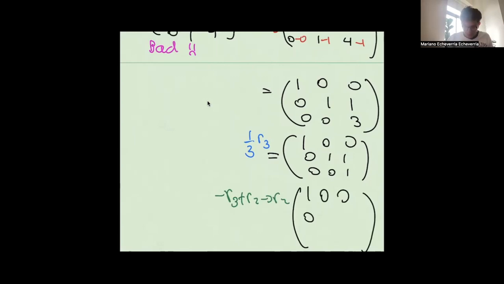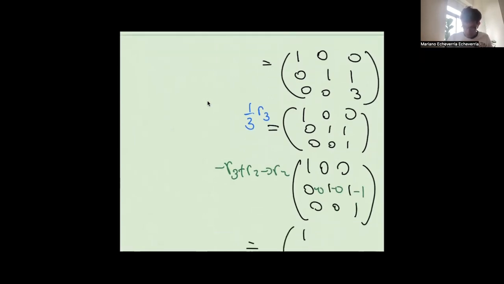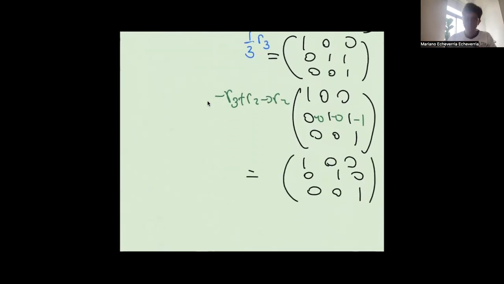Again, this is 0 minus 0, right? 1 minus 0. 1 minus 1. And then this is 0 0 1. And this is 1 0 0, 1 1 0, 0 0 1. Okay. Is that making sense? And now this is actually good. This is really what we're after.